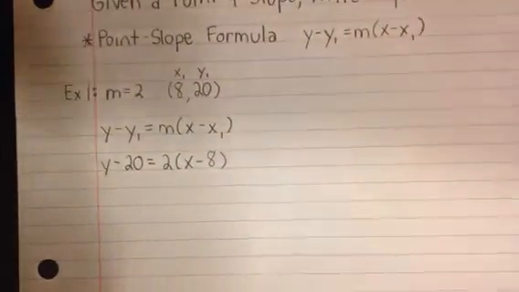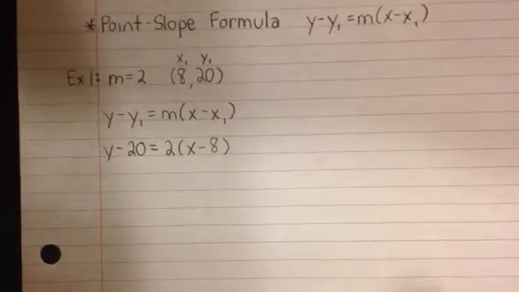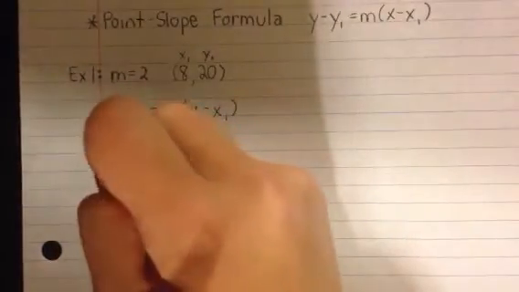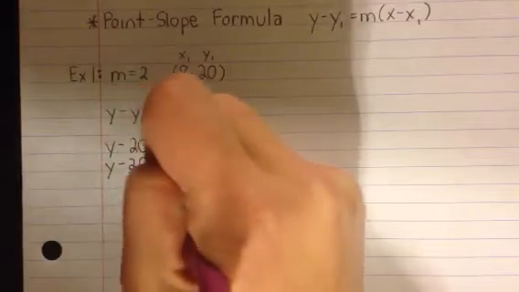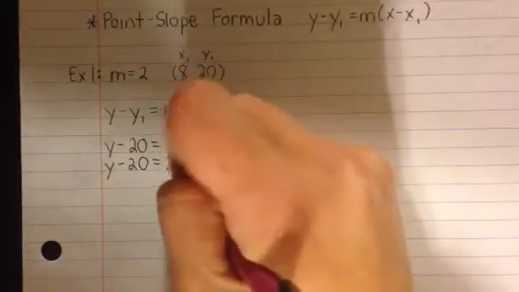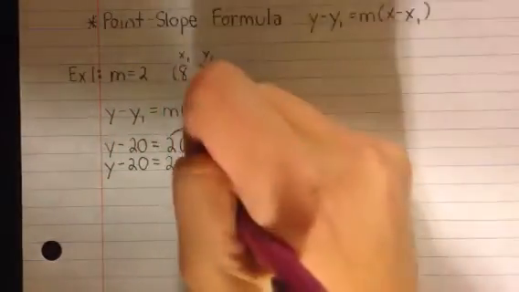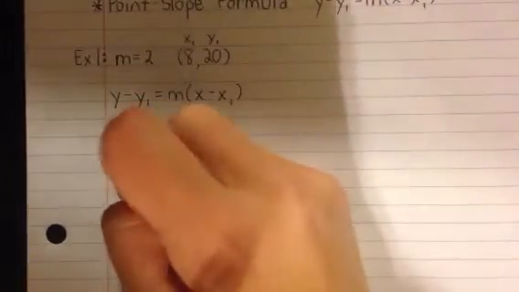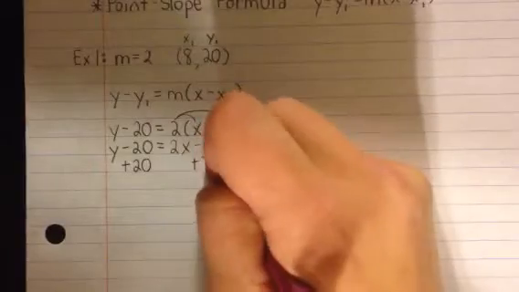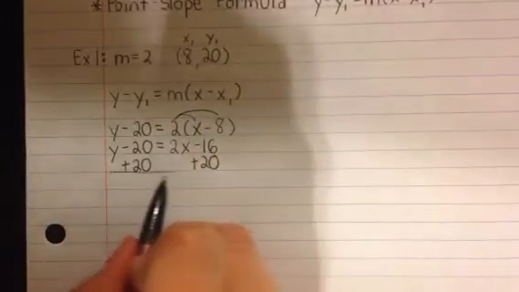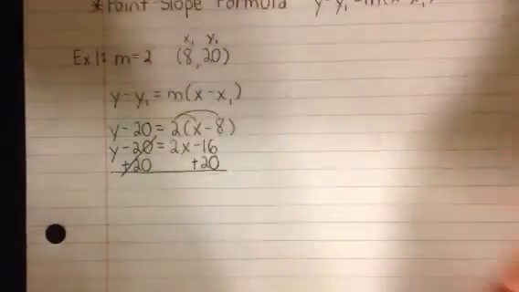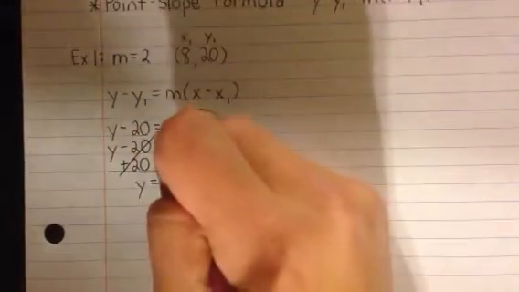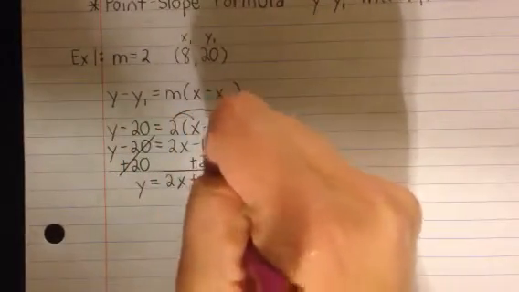8. So from here, we've done this before. We're going to follow order of operations. So go ahead and multiply through first, drag down your y minus 20 equals. So when you multiply, you get 2x minus 16. From here, add 20 to both sides in order to cancel the negative 20. So you get y equals 2x plus 4.